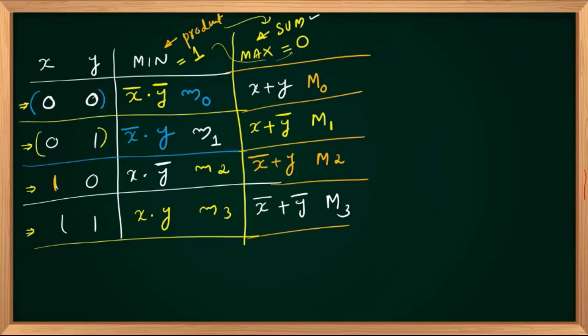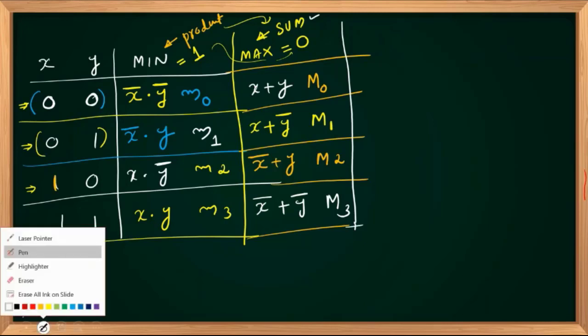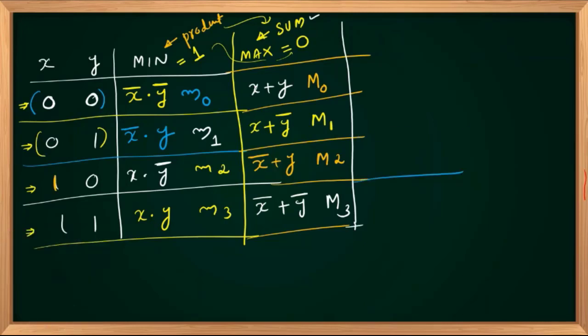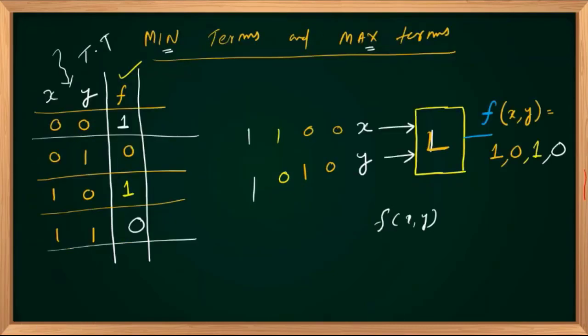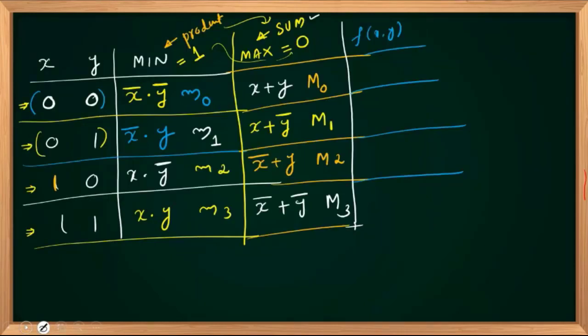Then look at my function. We are going to express the function using two different forms, SOP and POS. What were the function values? F of x, y for the combinations was 1, 0, 1, 0. It is important, please listen. It hardly takes 4 or 5 minutes. So how do we express my function f of x, y using minterms first?